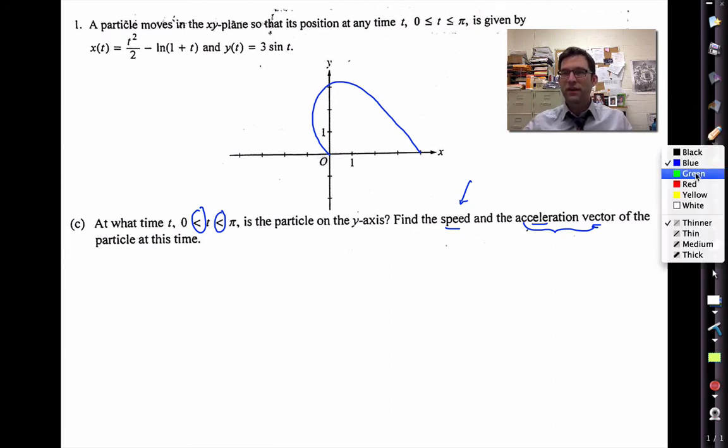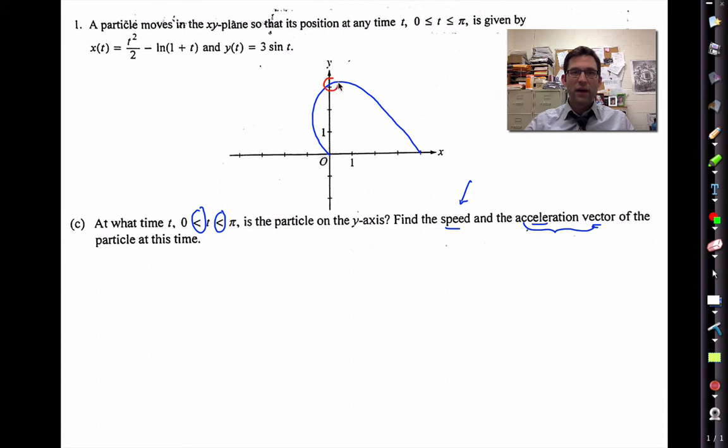Let me circle it, that's why I did the graph. The time at which the object is on the y-axis. So pause the video now and write something down.